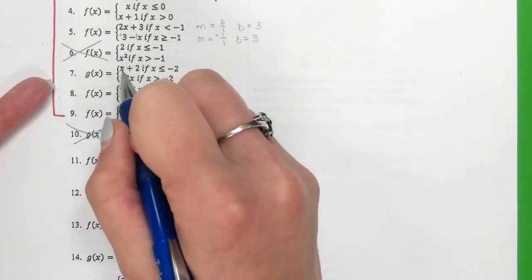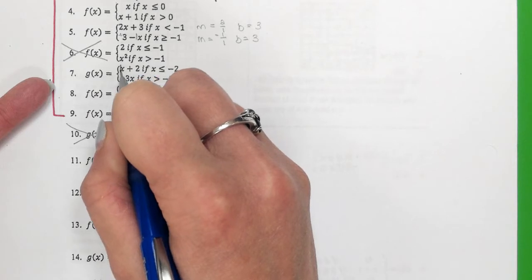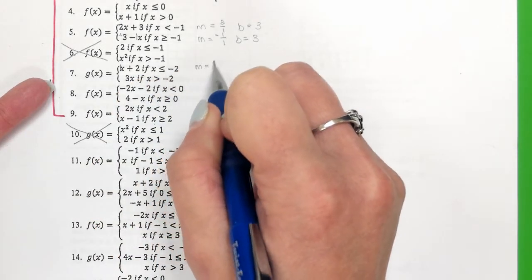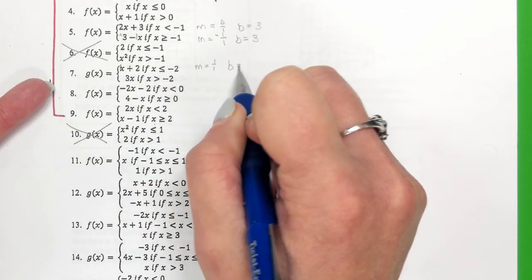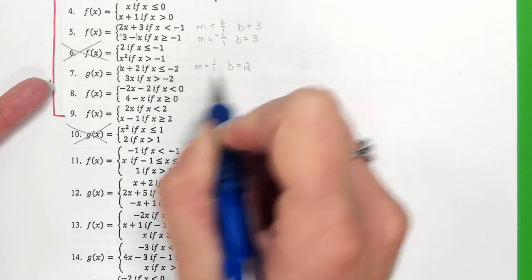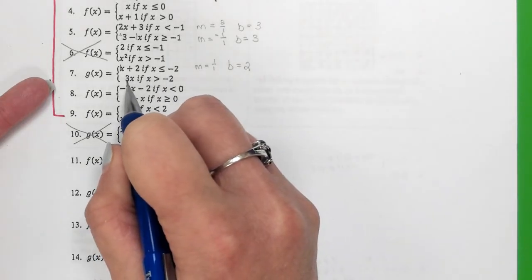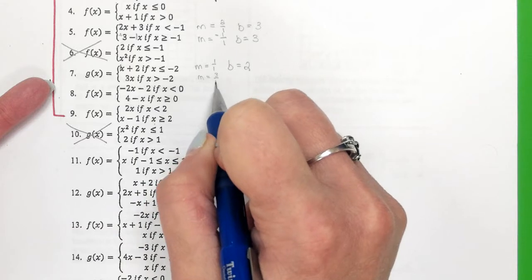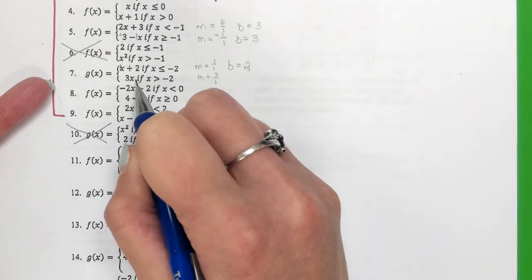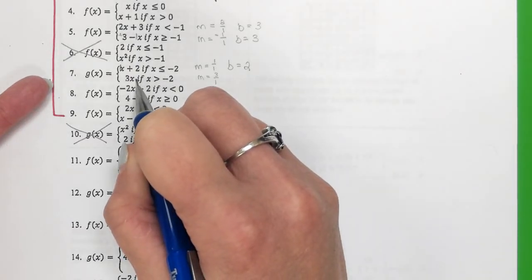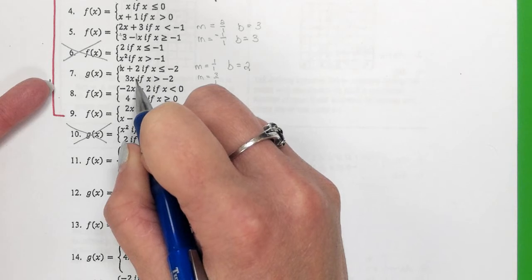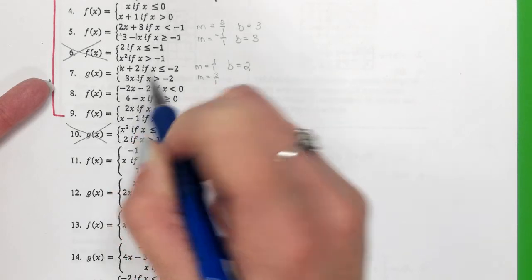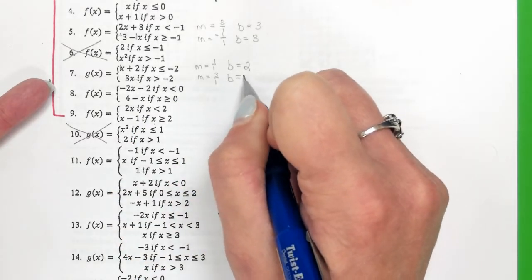So let's do this together. Your slope is always in front of x. So your slope for the first one is 1 over 1. And your y-intercept is 2. On the second one, your slope is always in front of x. So your slope is 3 over 1. And you don't have anything behind it. If you don't have any money, how much money do you have? You have $0. So if you don't have anything back here, your y-intercept is 0, okay?